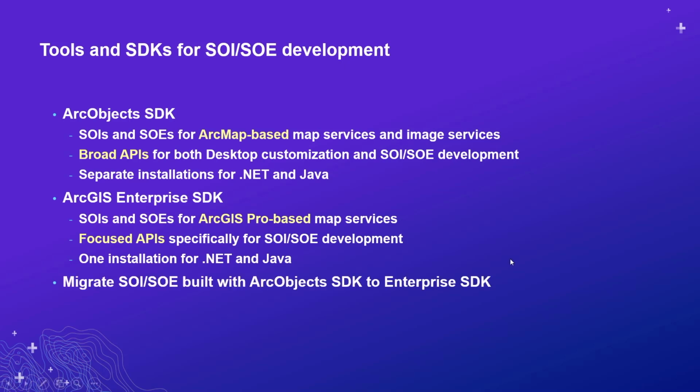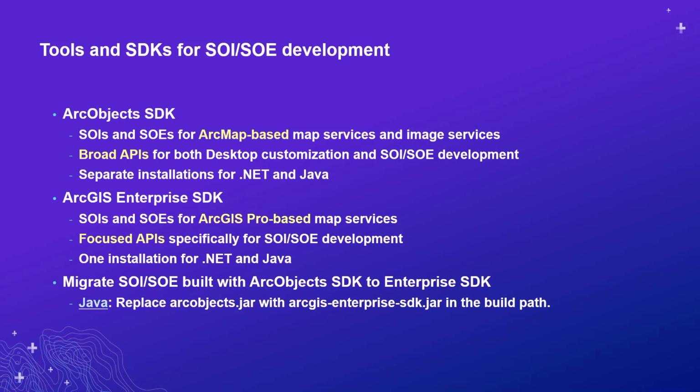The last bullet point I'd like to highlight is code migration. Let's say you have an existing SOI or SOE built with ArcObjects SDK, and now you would like to convert this SOE or SOI to be used for a service published from ArcGIS Pro. In this situation, you will have to migrate your project to be built with Enterprise SDK. For a Java SOE or SOI project, this is simple. All you have to do is replace your ArcObjects jar with the Enterprise SDK jar at your project's build path, and then recompile your project.